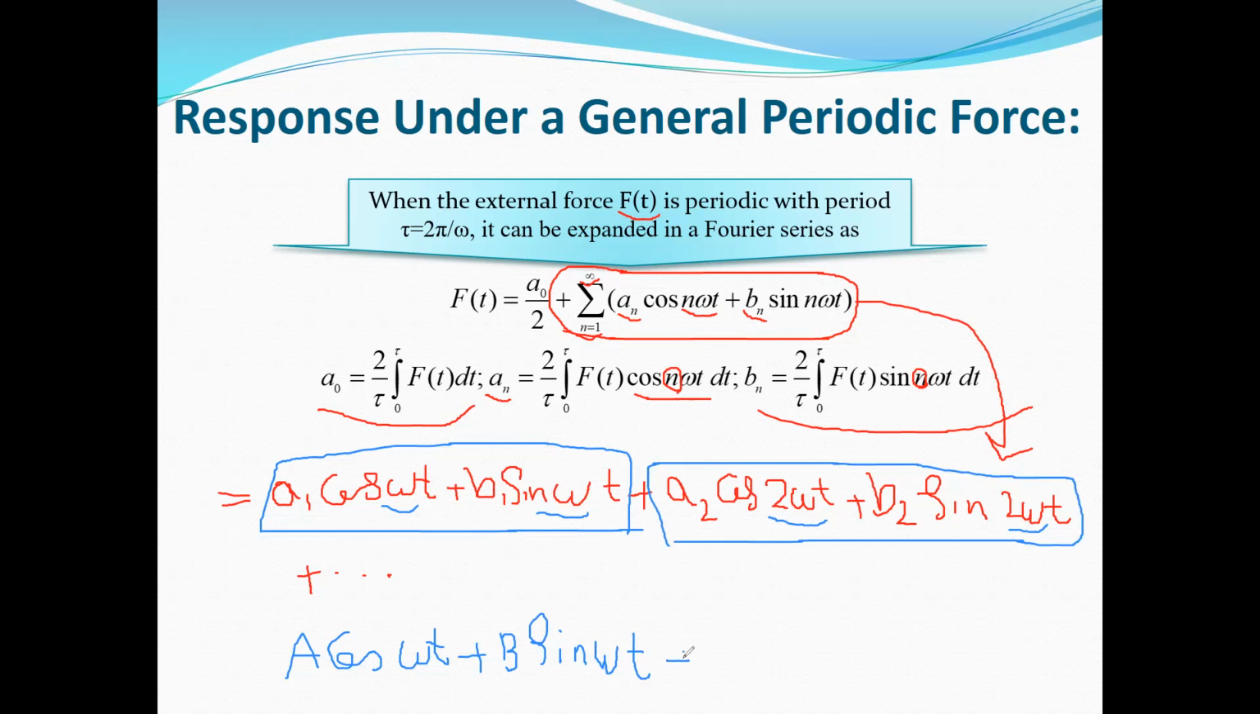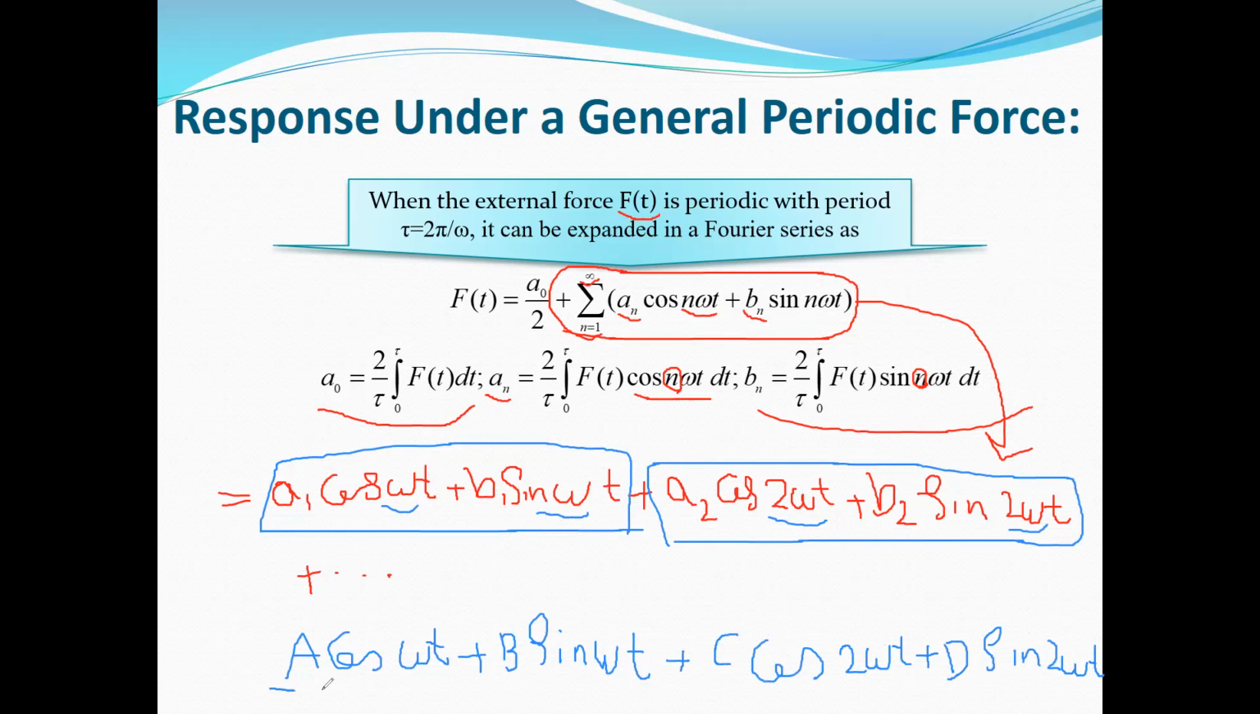So it will be plus, for example, c times cosine 2 omega t, plus, for example, d times sine 2 omega t, and so on. For example, for the third harmonic, it will be A3 cosine 3 omega t. So we consider, for example, E times cosine 3 omega t plus, for example, F sine 3 omega t.